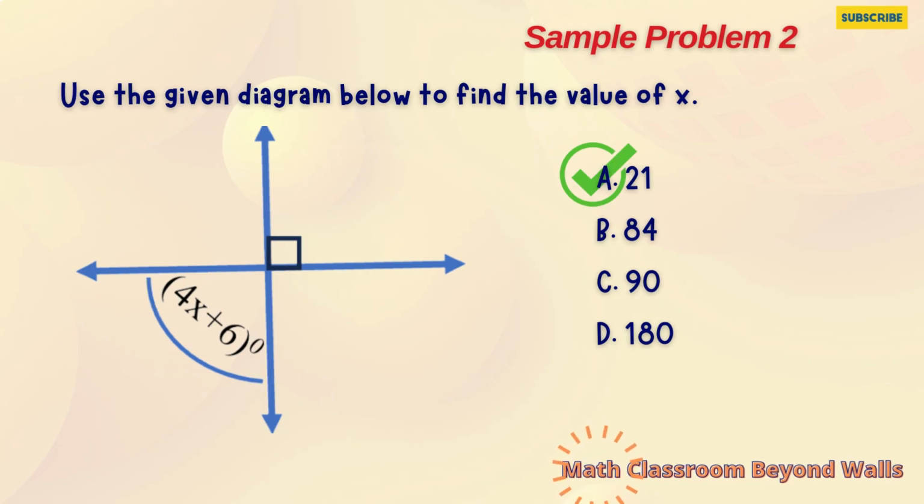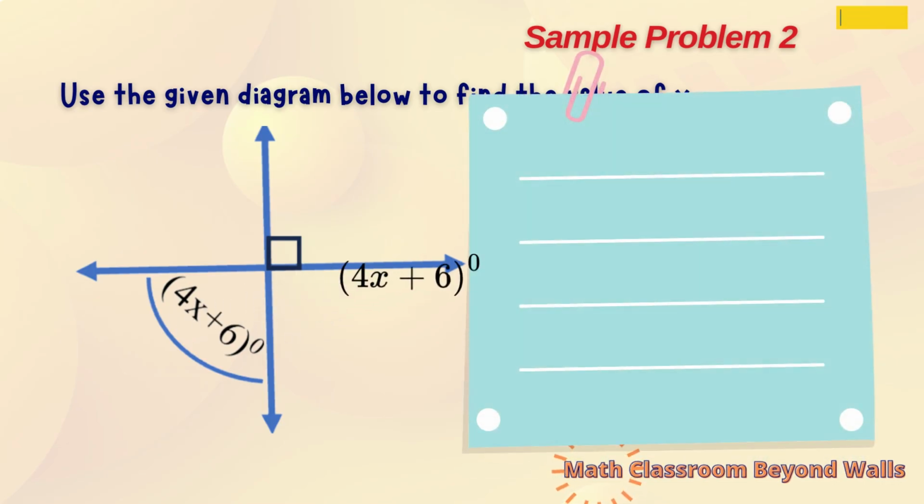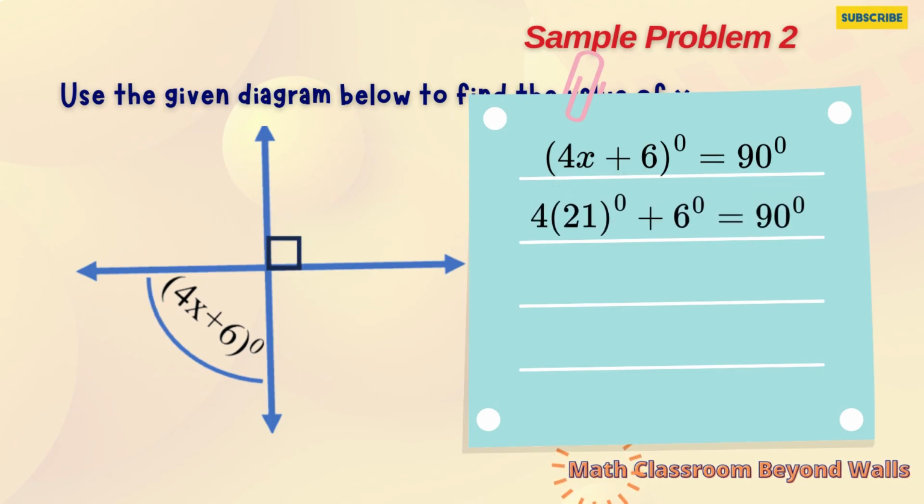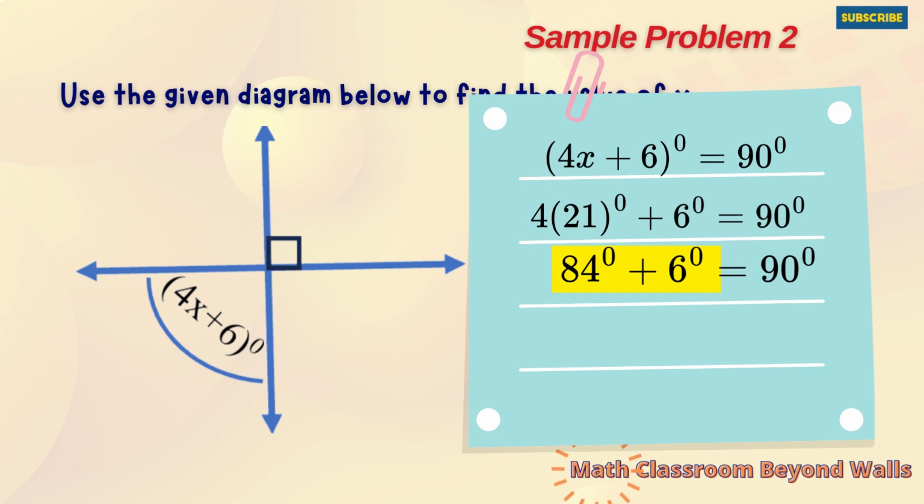Now, how do you know if your answer is correct? All you need to do is to plug in the value of x that we got into the given expression. If it will give us 90 degrees, then the value of x is indeed 21. Okay, let's do it. Now, multiplying 21 and 4 gives us 84 degrees. Adding 84 degrees and 6 degrees gives us 90 degrees. Indeed, the value of x is 21.